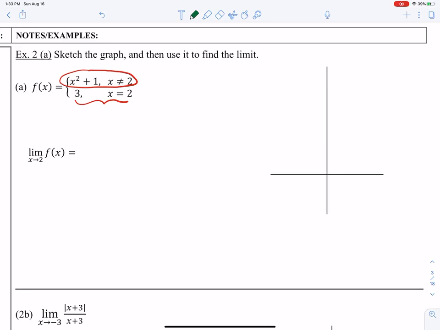I would hope everyone could tell me that's the parent function that has been moved up 1 unit. So that means at (0, 1), and (1, 2), and (-1, 2). And then instead of (2, 4), we're now at (2, 5) and (-2, 5). And so here is my really rough draft of a quadratic function.